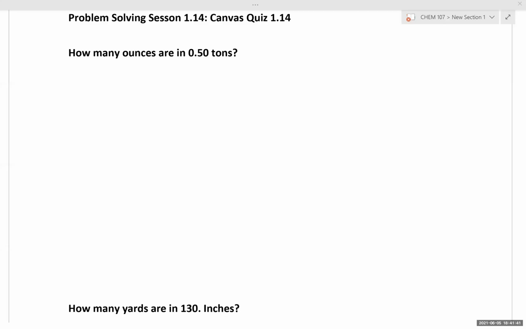So now that we've completed these two problem-solving session examples, let's go over each of these examples. So in this case, we're asked how many ounces are in 0.5 tons. Our starting unit in this case is tons, and our ending unit is ounces.